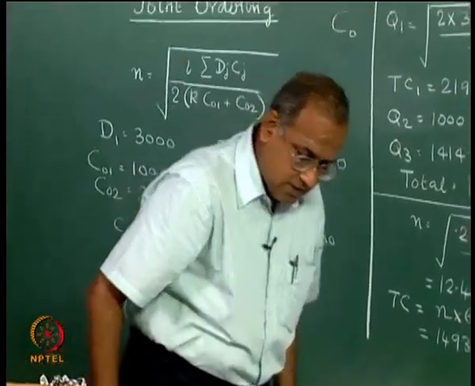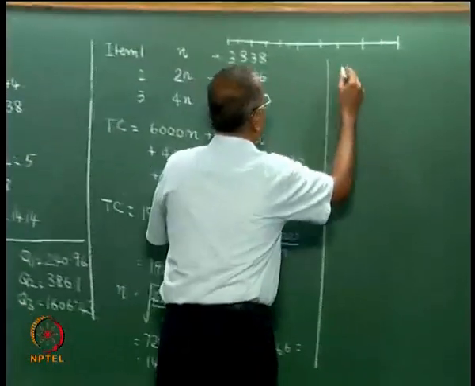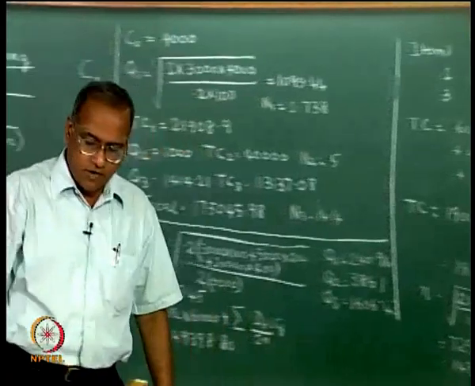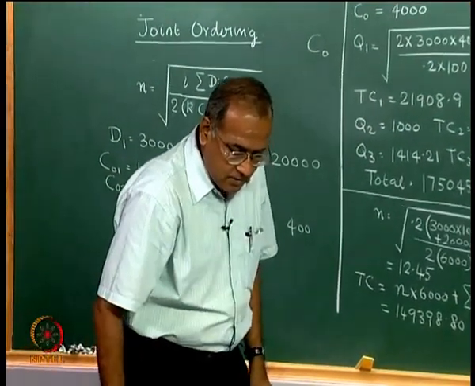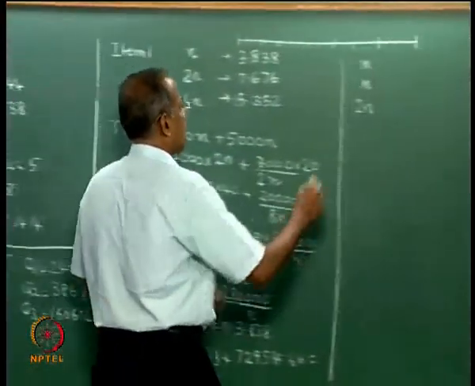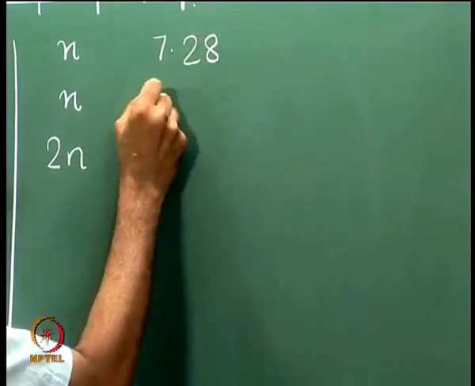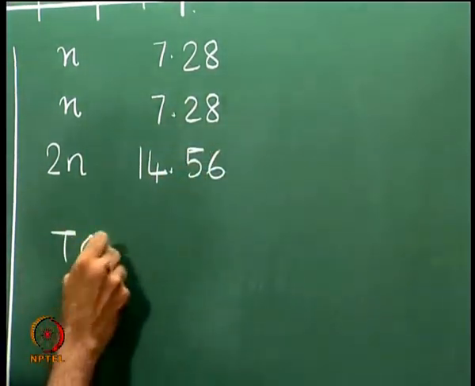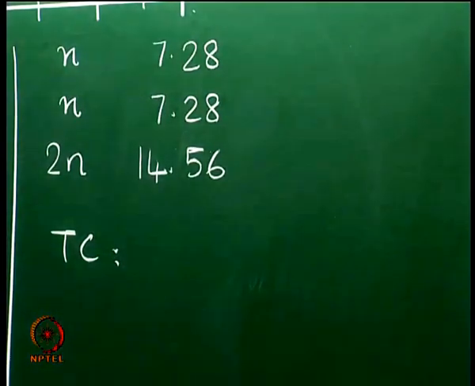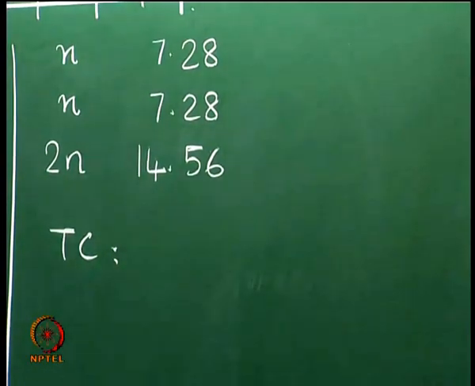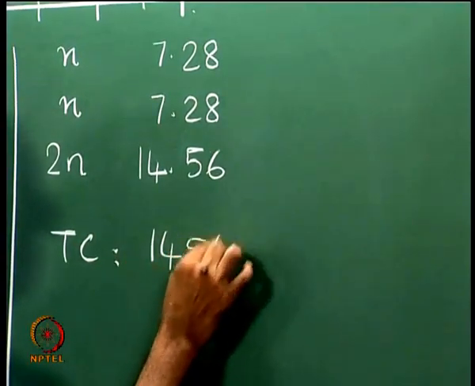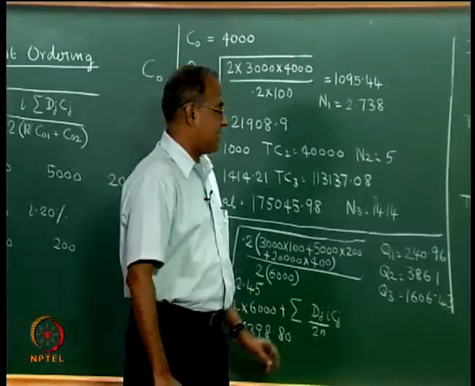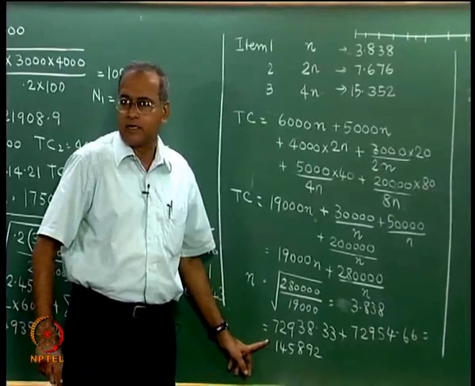In fact, if we do 1:1:2, which means n and 2n, for this particular problem, we will have n equal to 7.28, and the total cost actually comes out to 1,45,602, which is a slight decrease compared to 1,45,892.